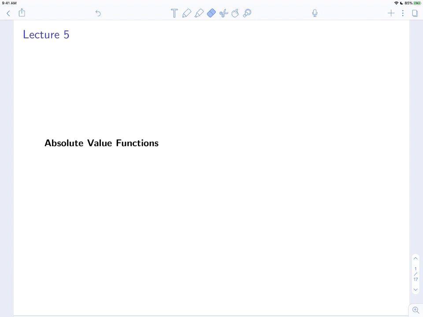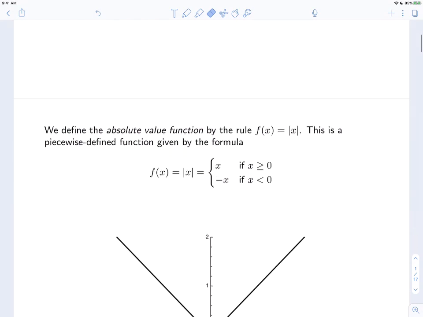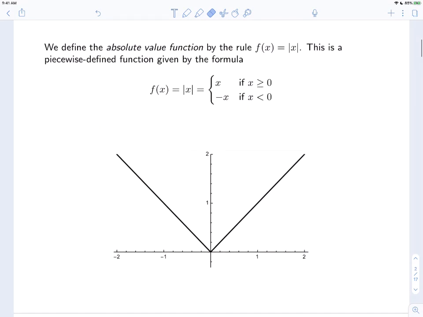In this video, we'll talk about absolute value functions. We define the absolute value function by the rule f of x equals the absolute value of x, which we write with vertical bars: |x|. This is a piecewise defined function given by the formula f of x equals the absolute value of x, which is x whenever x is non-negative, and the opposite of x if x is negative.